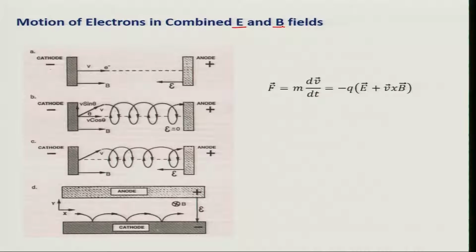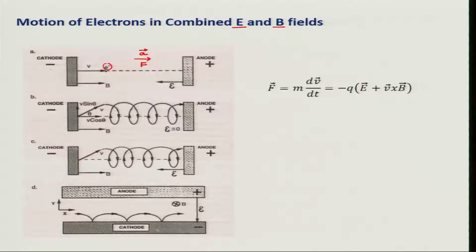In this figure, as you see, if an electron has velocity parallel to the direction of the electric field, it will be accelerated in this direction towards the anode, okay. There will be acceleration and force in the same direction on the electron, okay. Now, in this case both electric field and magnetic field are parallel.